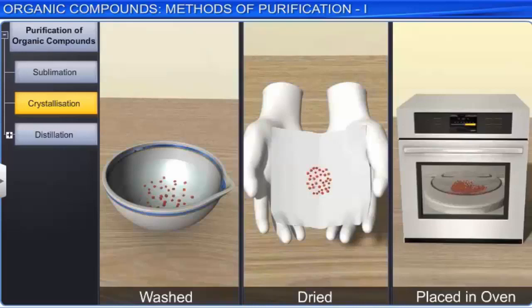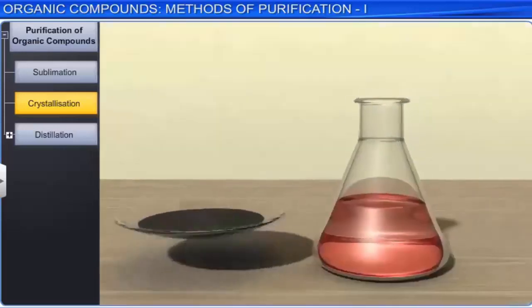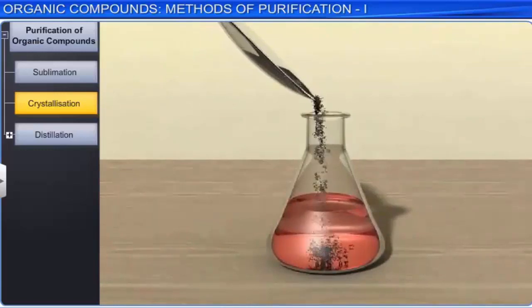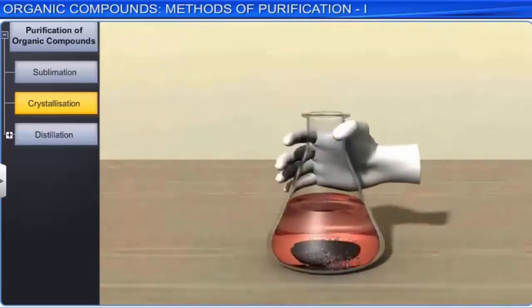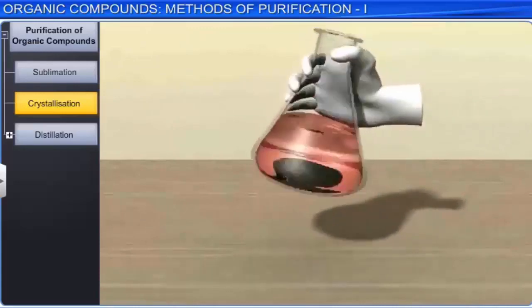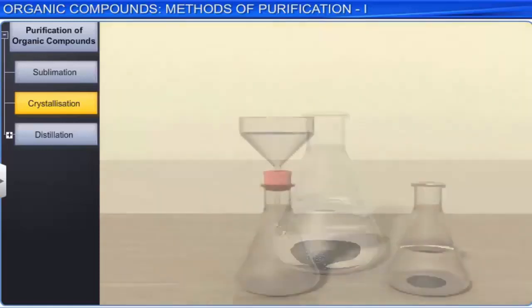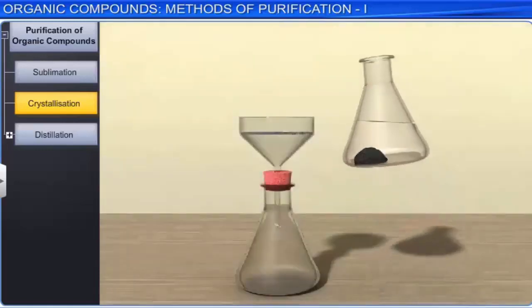Sometimes impurities impart color to the solution. To remove such impurities, the filtrate is passed through activated charcoal. The charcoal absorbs the impurities. The solution is then filtered and recrystallized as described above.